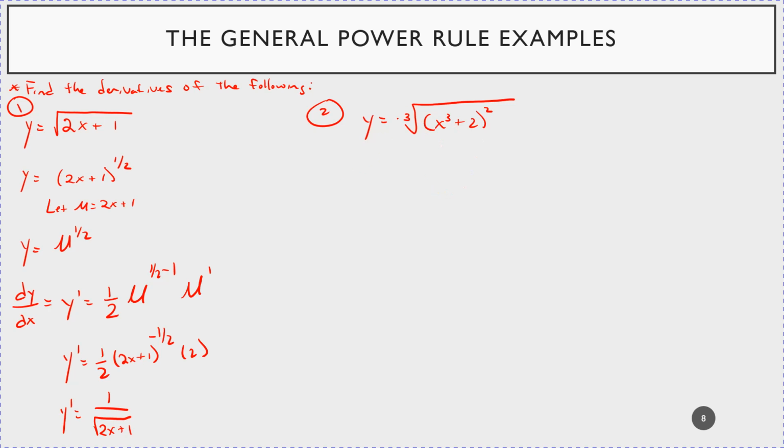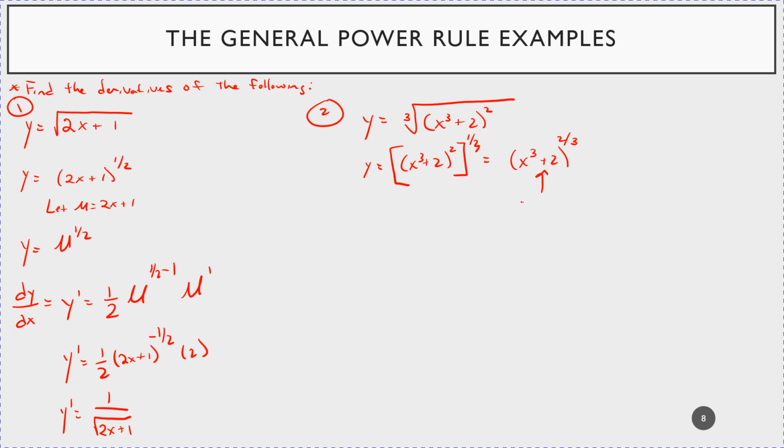All right, well, look at this. I'm going to write the third root as the 1/3 power. So I have x cubed plus 2 squared raised to the 1/3 power. Well, an exponent to an exponent, you multiply. So this 2 times 1/3. So this is really x cubed plus 2 to the 2/3 power.